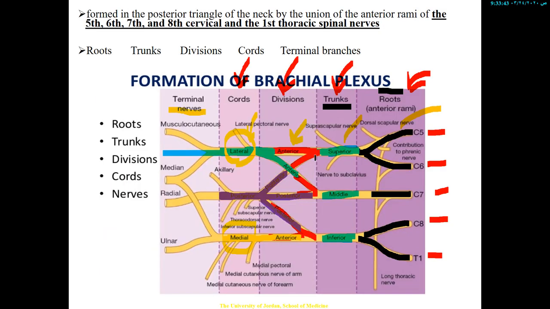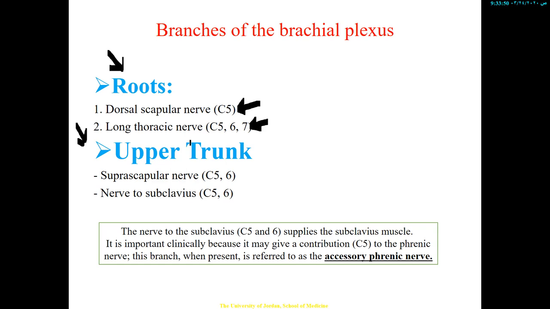The trunks, of course, divide into anterior and posterior divisions, but the upper trunk gives two nerves. Only the upper trunk gives branches directly: the suprascapular nerve, C5, C6, and the nerve to subclavius, and they are from the upper trunk, C5 and C6. The nerve to subclavius supplies the subclavius muscle. And sometimes it contributes to the formation of the phrenic nerve, and when it is present, we call it the accessory phrenic nerve. You just need to know this piece of information. Later on, we may elaborate on that.